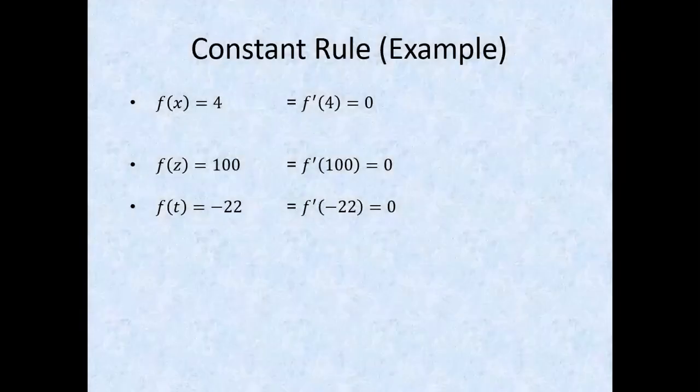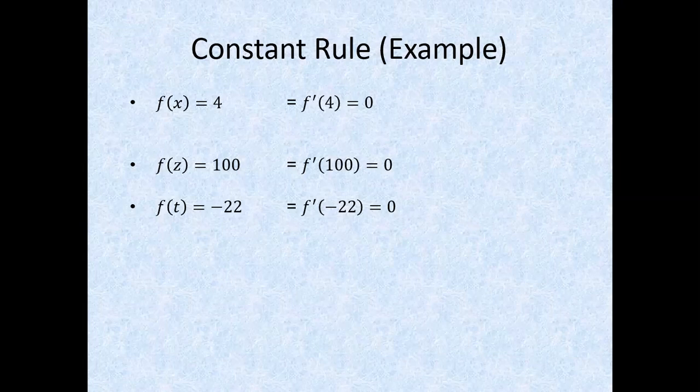Okay, so some easy examples of the constant rule, then we again move to the power rule. First of all, the examples: f of x equals 4. By definition, taking the derivative of this constant 4, we have 0. f of z equals 100. The derivative, f prime of z, will be 0 because it's a constant.